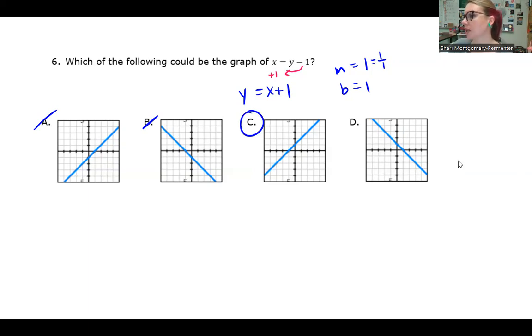Please do not just eyeball it and pick whichever answer. Please go through the steps. I have a lot of students every year that miss that question, and you don't need to miss that question.